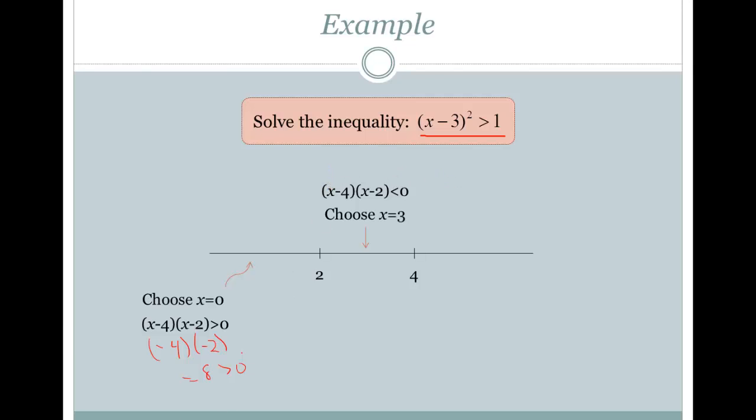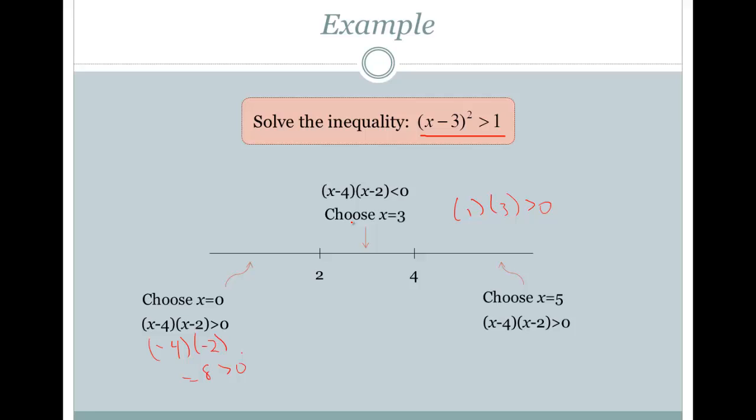Let's look at the last one. If I'm greater than 4, again, I can pick anything. Let's just choose the number 5. If I choose the number 5 out here, I'll get 1 times 3, and that's going to be greater than 0. And so that's going to be true as well.